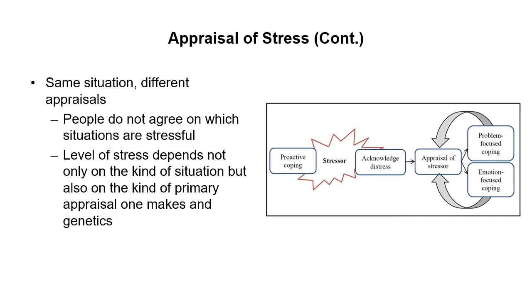Also important is your primary appraisals. How stressful initially do you find it? Is it, again, a positive stress, or is it a negative stress? Is it something that we can cope with? Is it something we can deal with? If not, then it's going to cause more stress. And then finally, our genetic makeup is a very important component that goes into it. Some people are genetically predisposed to not be stressed, and some people are genetically predisposed to have higher levels of stress.